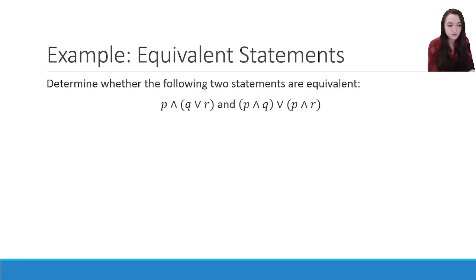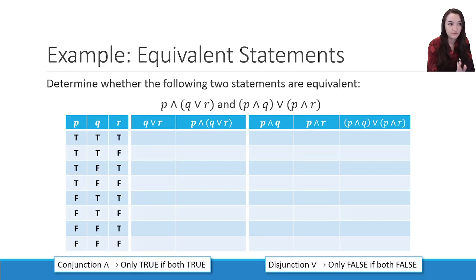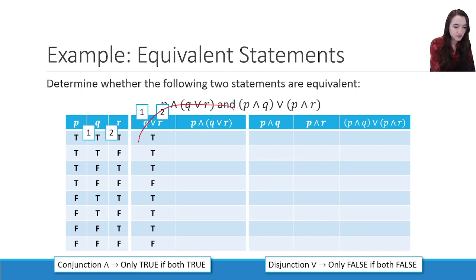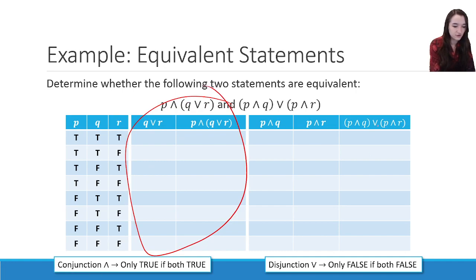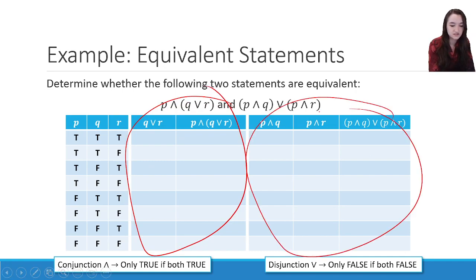So for example, we want to determine whether the following 2 statements are equivalent. So here we have P and the parenthetical Q or R, and P and Q or P and R. So what we're going to do is make a very large truth table here, where I've broken it down into this section here. This section here is the first statement, and this section here is the second statement.